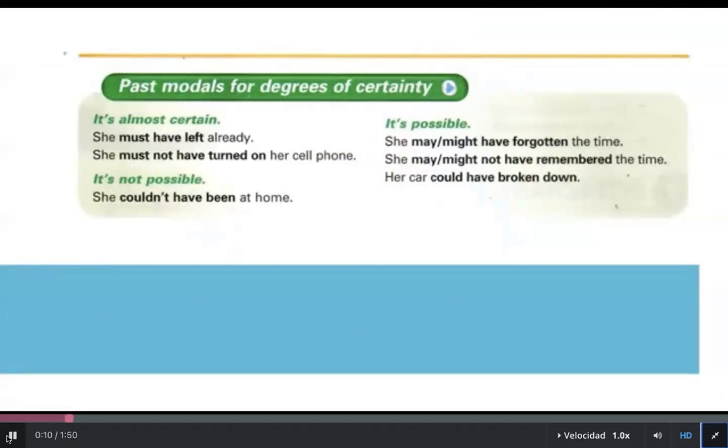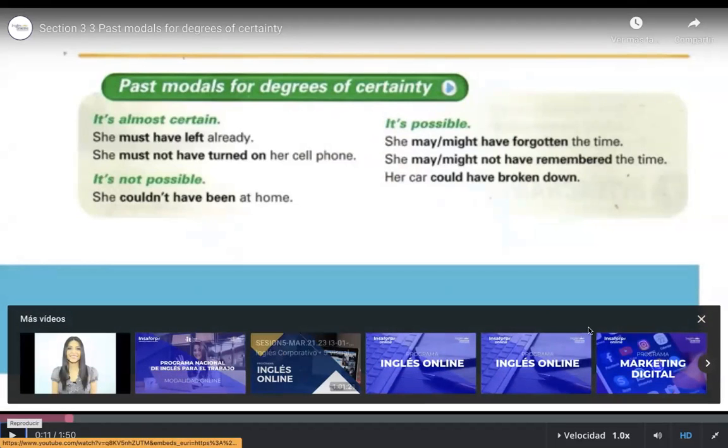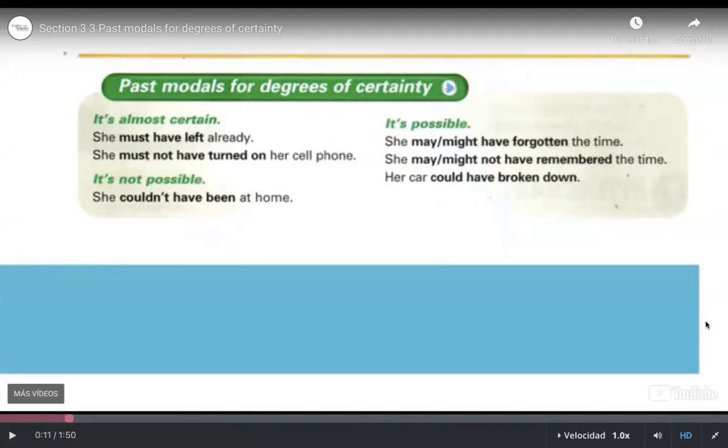Past modals for degrees of certainty. If you see here, it says almost certain. That means we use these modals when you have like 90-95%. Okay, this is almost certain. For not possible, you use it when it's like 5%, 10%. This is going to be couldn't have. And for the other percentages, 30, 40, 60%, you're going to use these modals: may, might, or could have.